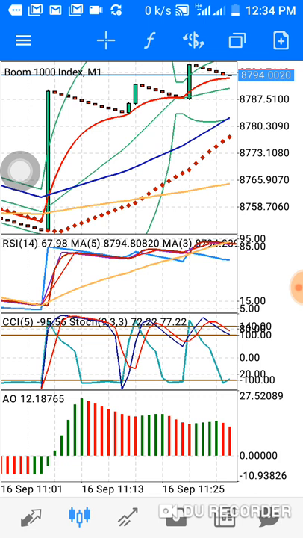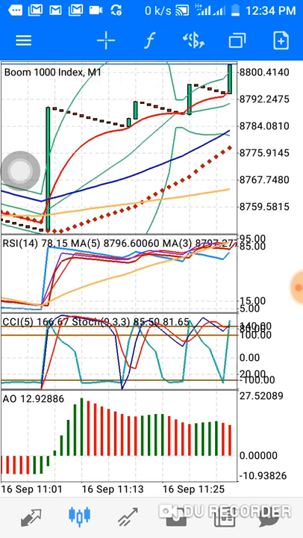The EMA 200 will help you know the trend of the market. Presently, once EMA 200, which is the one in yellow, is below the price chart, it means that the market is on uptrend. Once it is above the price chart, it means that the market is on downtrend. So presently it is showing an uptrend market. That is why you see the spikes coming up.